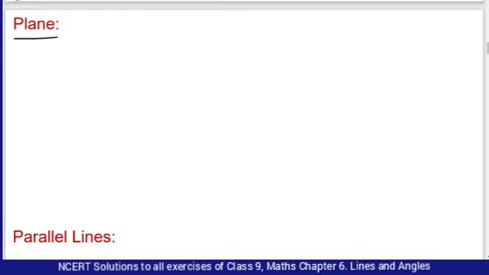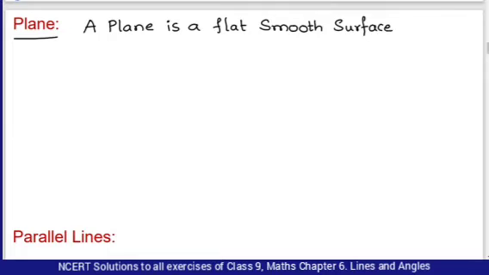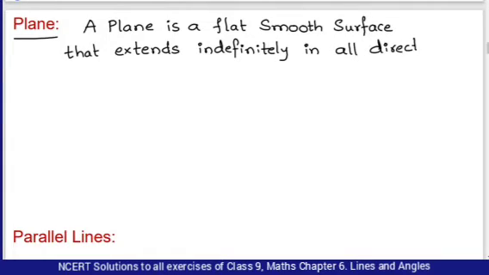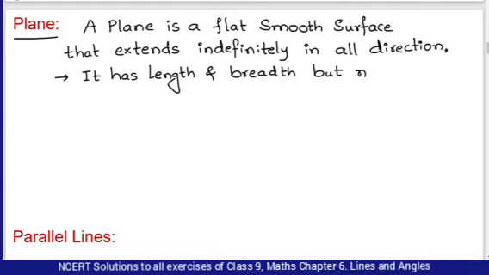Next, plane. What is a plane? A plane is a flat, smooth surface that extends indefinitely in all direction. Plane has length and breadth but no thickness.